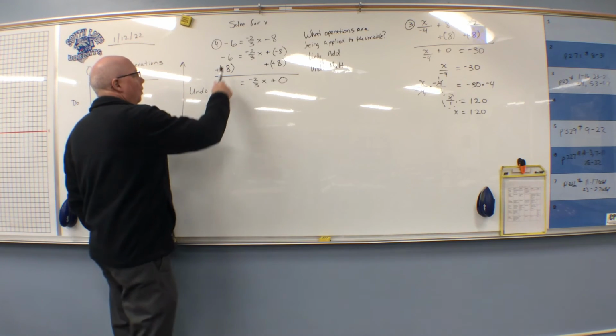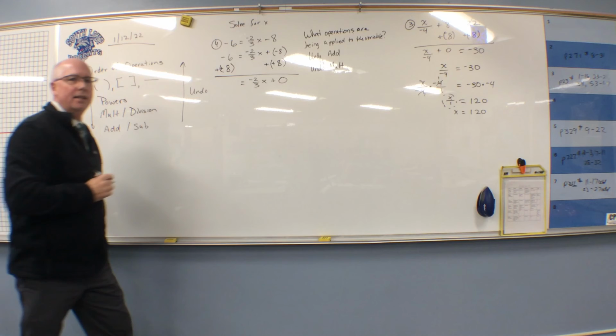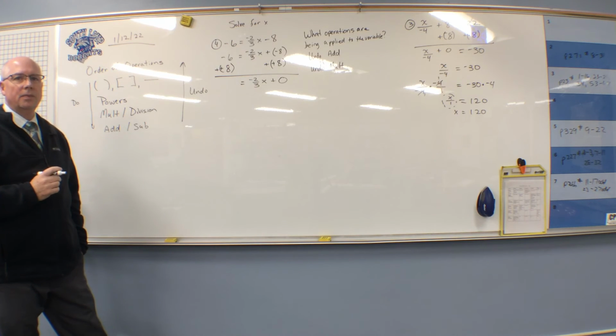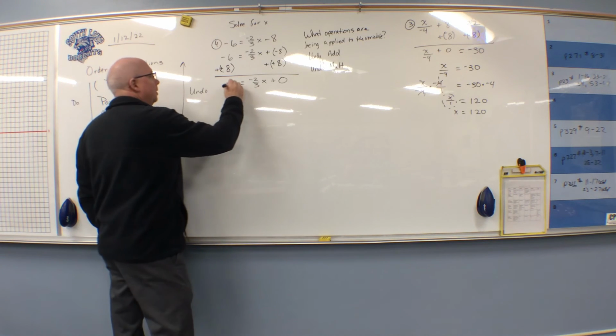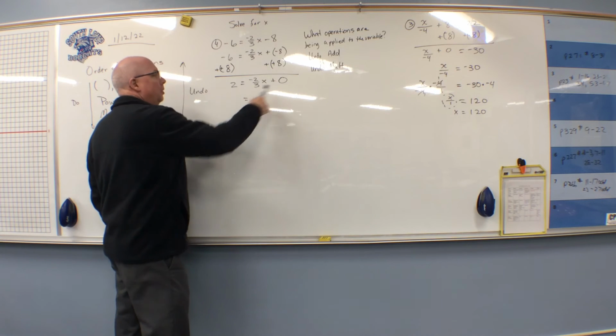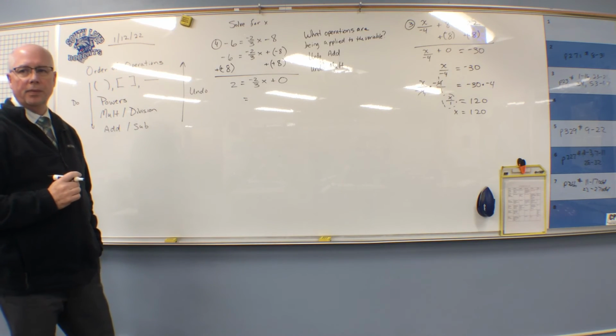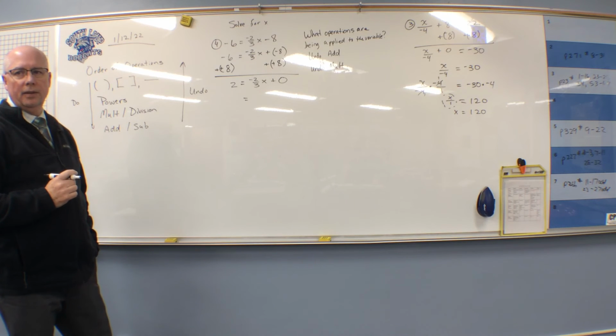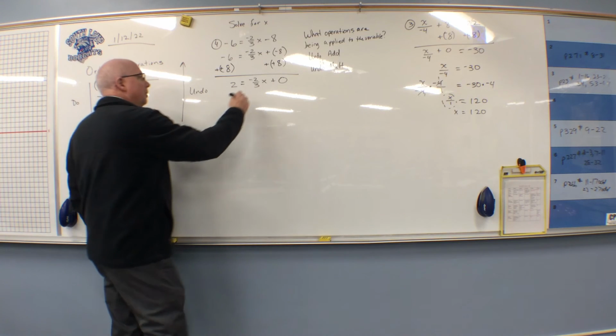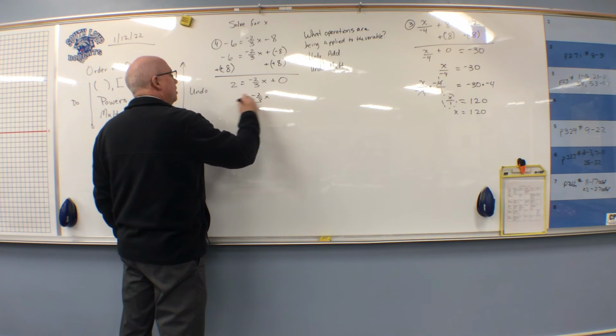All right, so now, Allie, what's a negative 6 plus 8? 2. All right, so what is a negative 2/3 x plus 0, Noah? What is a negative 2/3 x plus 0? Negative 2/3 x. Don't forget the x, Noah.